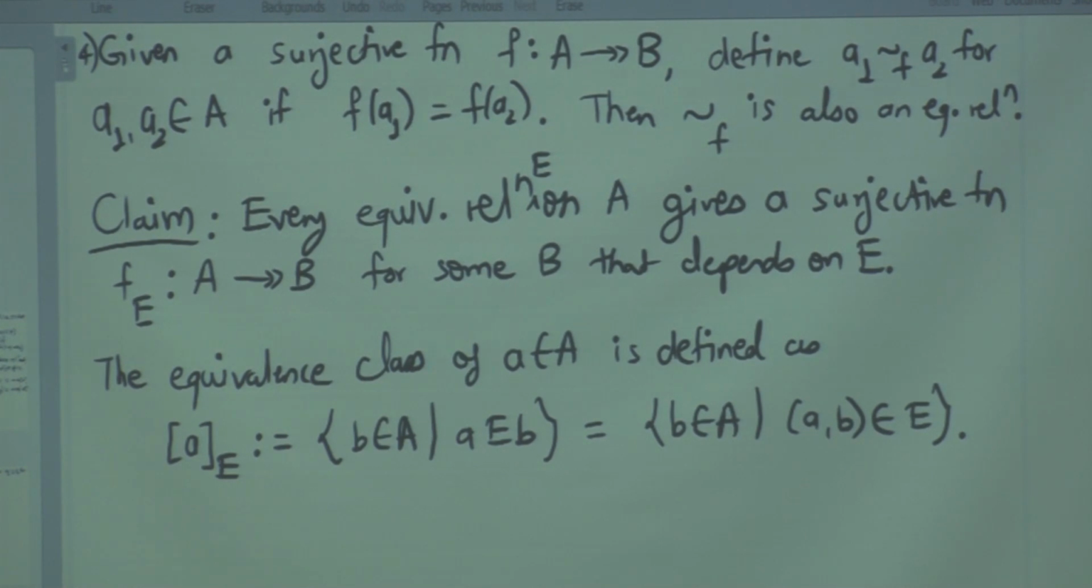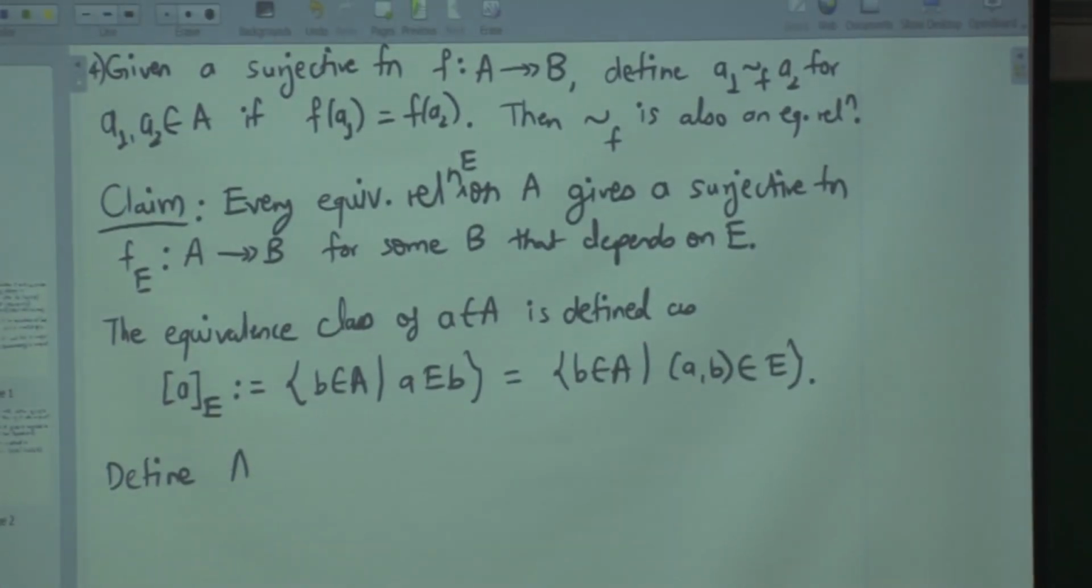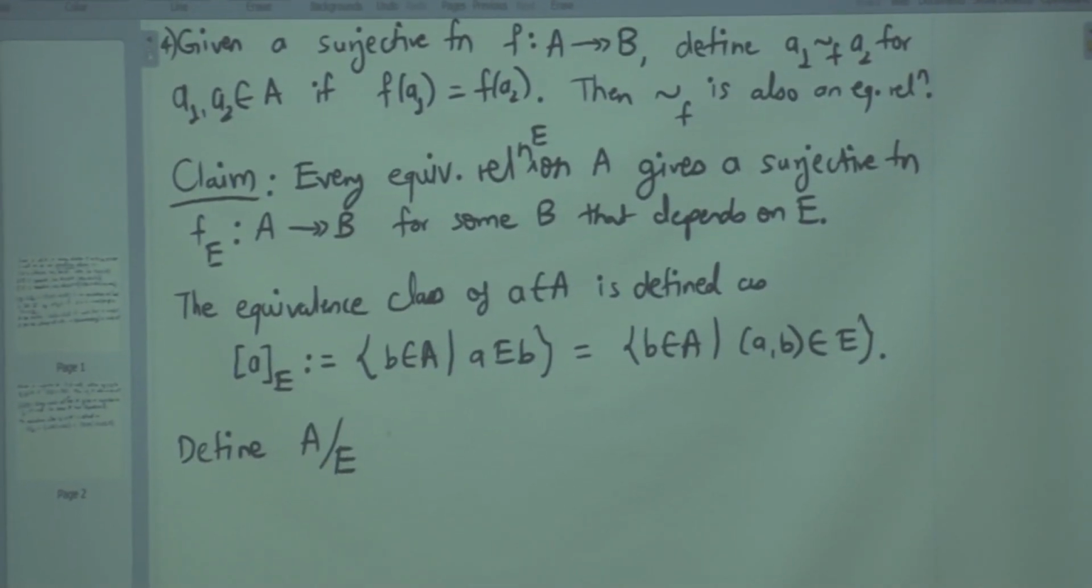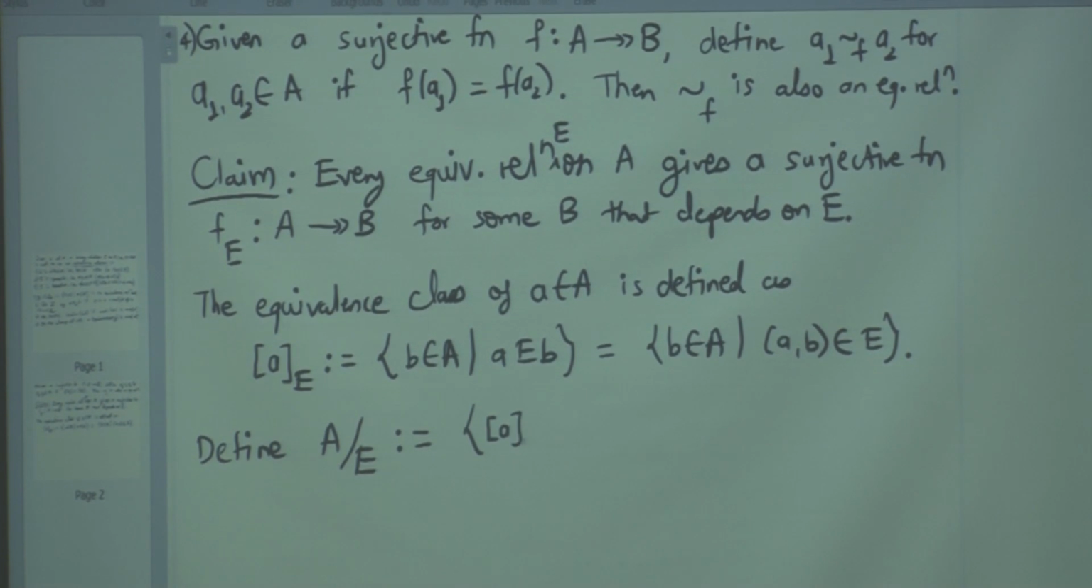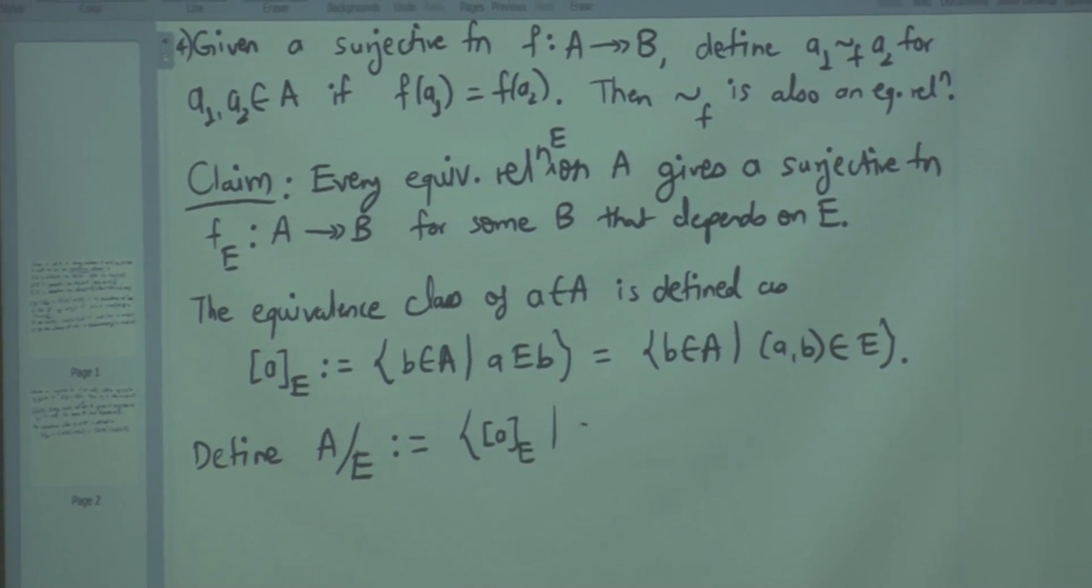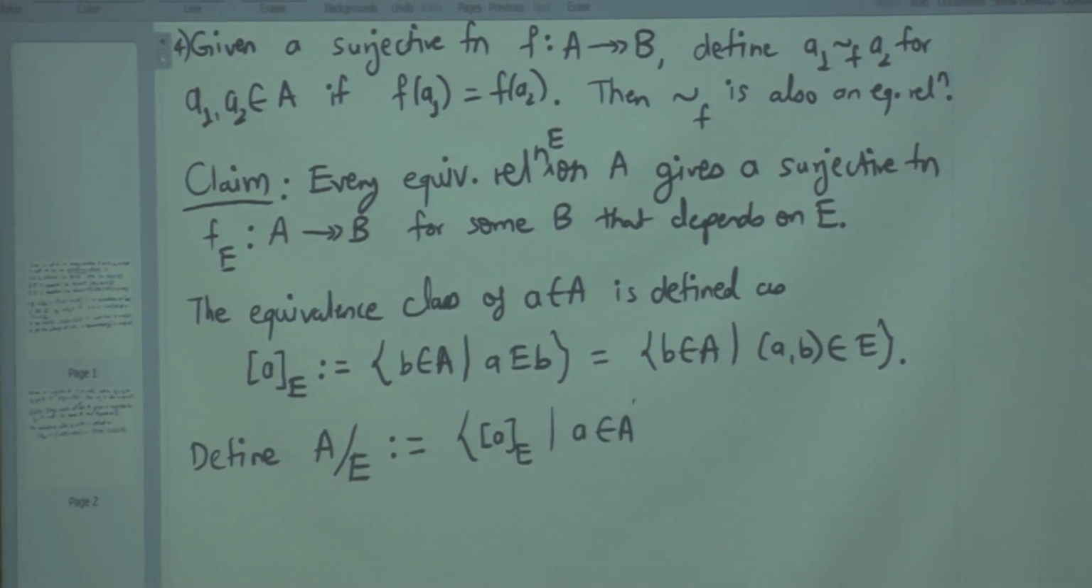So this is a set. Obviously, we are taking a subset of A, capital A, and all those elements which are related to a, small a. So this is a subset. Okay, and define A modulo E to be the collection of all those equivalence classes such that a is in A.